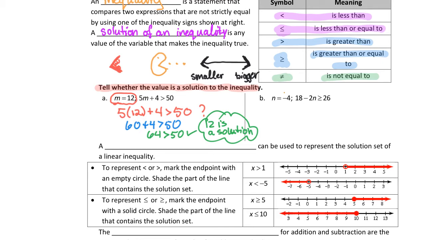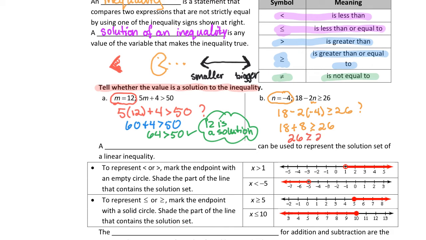So let's work through the next example. We have n equals -4. We want to substitute that for the n here. 18 minus 2 times -4 is greater than, once again, because it points to the right, greater than 26. I've got 18. Negative 2 times negative 4 is positive 8. We want to know if that's greater than or equal to 26. Remember, there's a question here. We want to know if that's greater than or equal to 26. Looks like this is exactly 26.